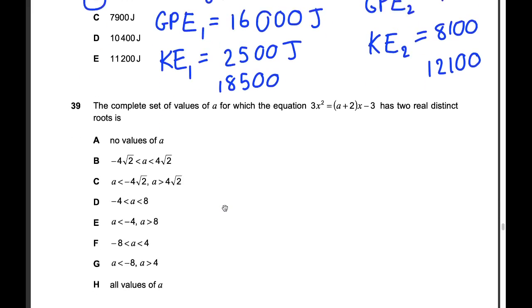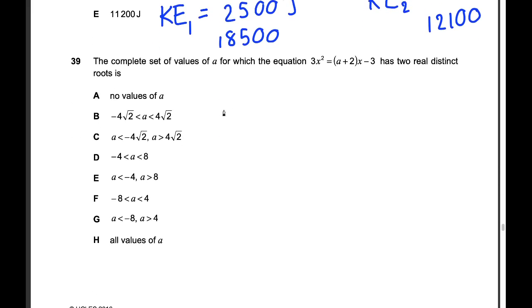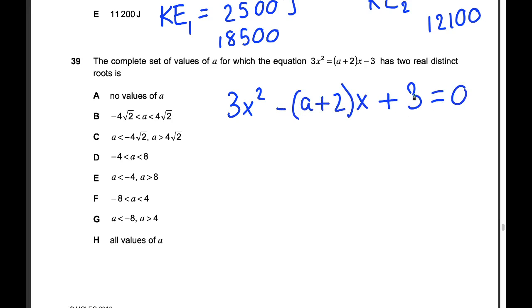So let's scroll down a little bit more. Right, a complete set of values for A for which this equation has 2 distinct real roots. Okay, so this is basically just using the discriminant. It's not really that bad at all. So the discriminant is b squared minus 4ac. So I'm just going to write it all on one side so I don't make a mistake. So I'm going to write it as minus a plus 2x plus 3 equals 0.